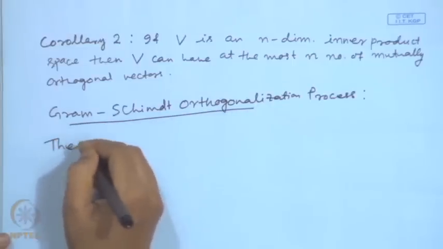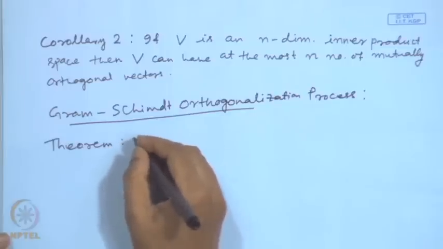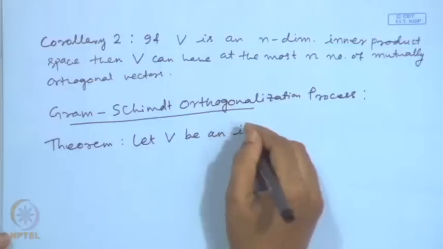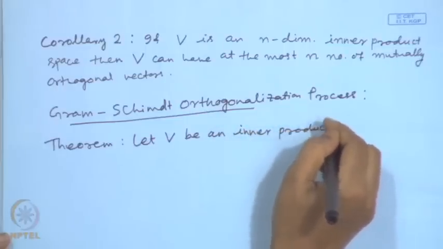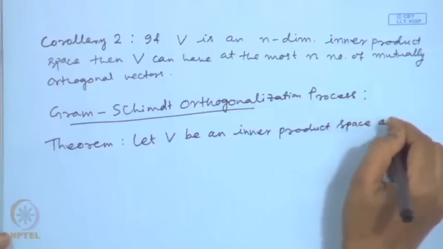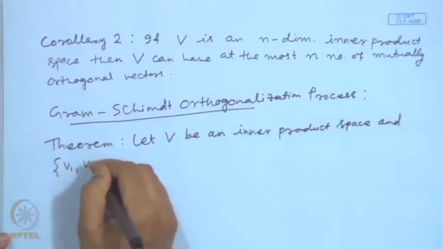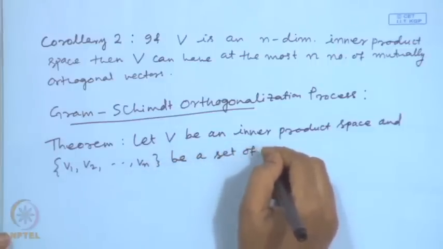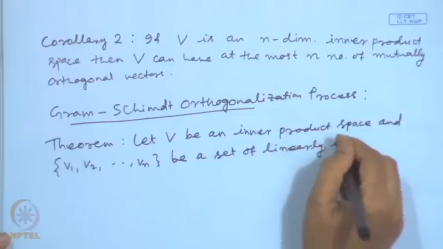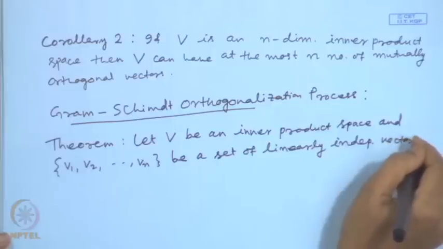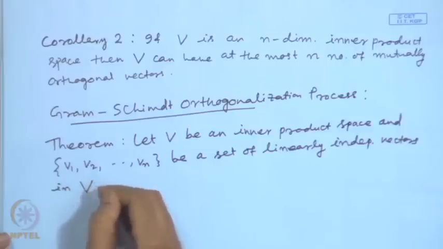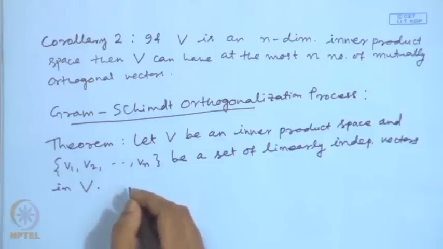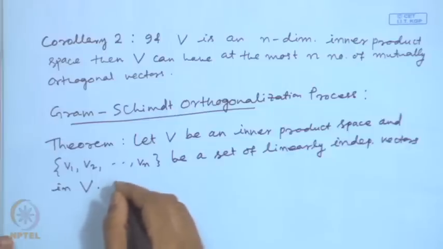So, this theorem is like this. We consider an inner product space V. Let V be an inner product space, and let v1, v2 to vn be a set of linearly independent vectors in V. Then from this set of linearly independent vectors, we can construct a set of orthogonal vectors like this.